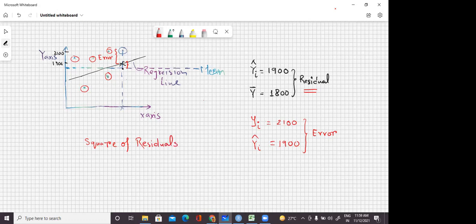Or shall I maintain the color? I can write it in black then, because here residuals I have written in black.